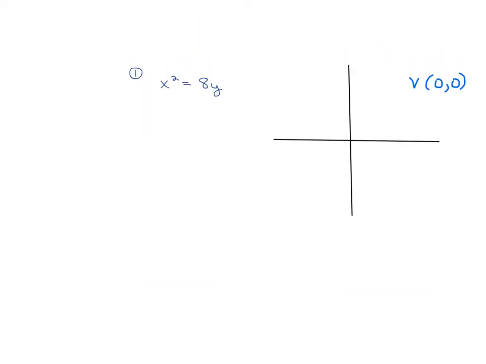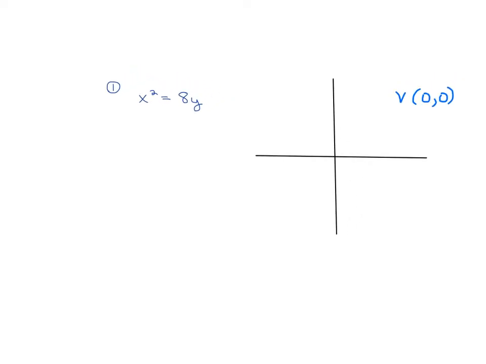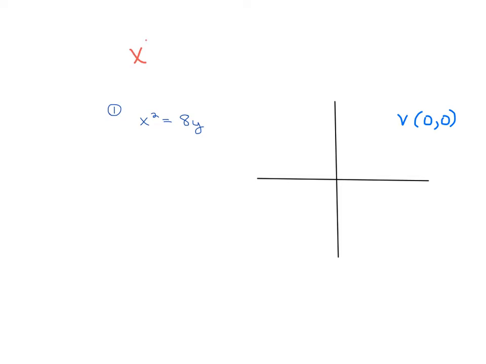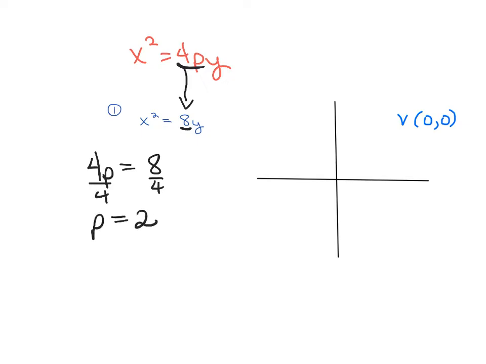So notice here, I have an x squared. Notice it's in this form: x squared is equal to 4py. Remember, the number that is in front of y represents the 4p. So in the homework, it's going to ask you to find the value of p. I'm going to take whatever number is in front of the non-square term, and in this case it's 8. I'm going to set that 8 equal to the 4p. Divide by 4, and my p-value is 2.